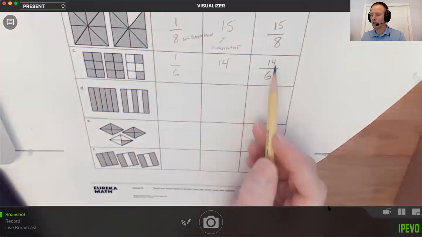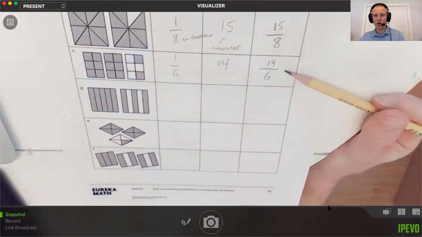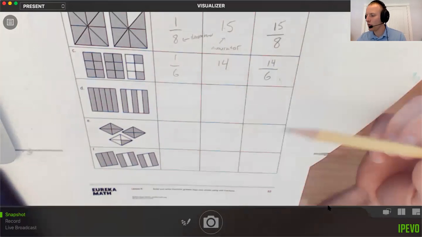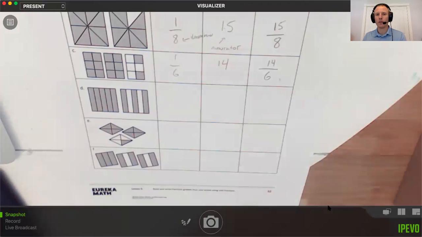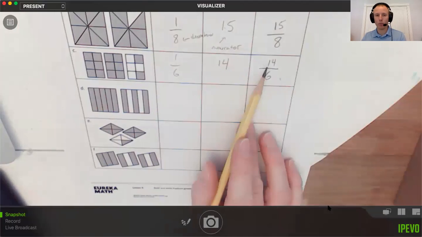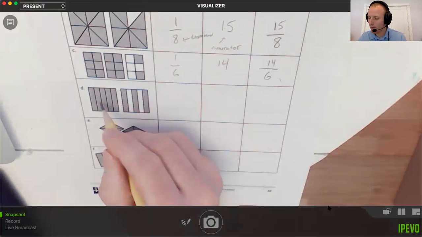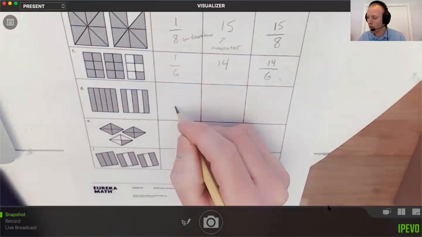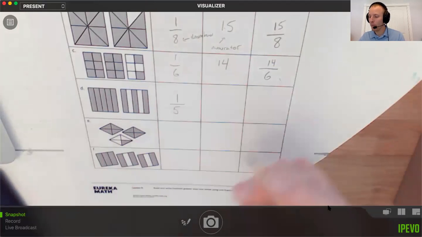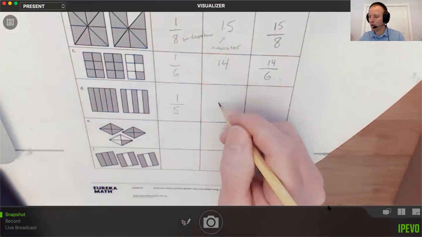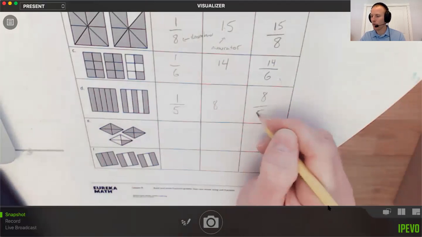So we have 14/6. Now, you could look at a fraction like this and instantly know it's above 1, because as soon as the numerator is bigger than the denominator, that means you have more than one whole. In this case, you have more than 2 because you have more than double the whole. 1, 2, 3, 4, 5. So then we have 1/5. Each section in here is 1 out of 5 of a whole, 1/5 of a whole. We have 8 total shaded in, so we have a total of 8/5 shaded.